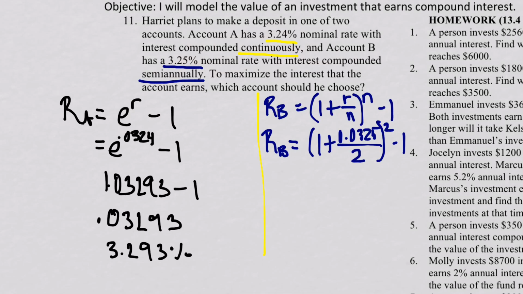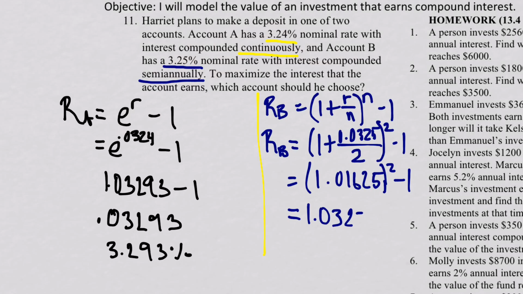According to my calculator, this becomes 1.01625 to the power of 2 minus 1. And then you square it, and it becomes 1.032764 minus 1, which is 0.03274, which in percent form is 3.276%. Let's leave it to 3 decimal places just like the other one.